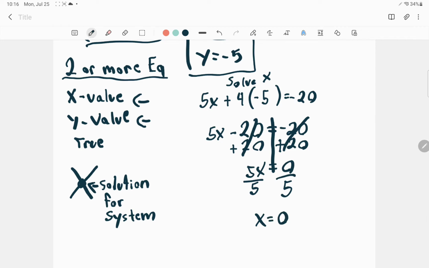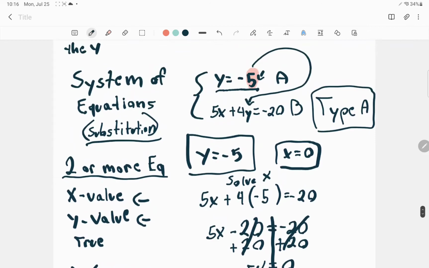As you can see, my answer is going to be x is equal to 0 and y is equal to what? Negative 5. So I know x is equal to that and my y equals to that. So that's my answer. And that's all you got to do for the type A problem.